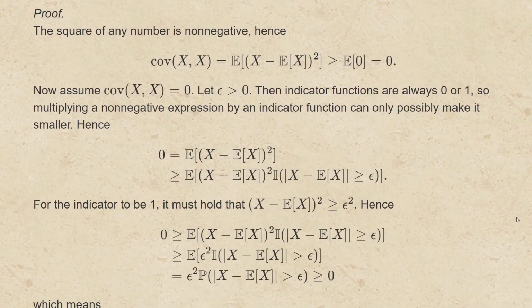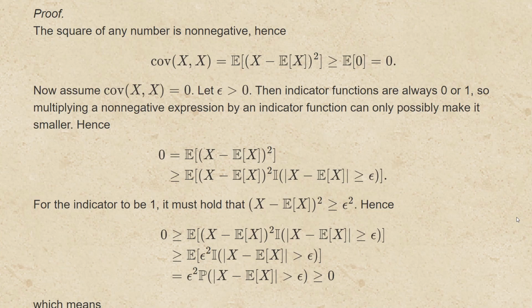Here's the proof. The square of any number is non-negative. So the covariance of x with itself is the expected value of the square of the centered random variable. That random variable, being a square, is greater than or equal to 0, and so the mean is greater than or equal to 0. So now let's go the other direction. Let's assume that the covariance of x with itself equals 0. And let's let epsilon be any number greater than 0. Then indicator functions are always 0 or 1. So if I multiply a non-negative expression by an indicator function, that can only possibly make it smaller.